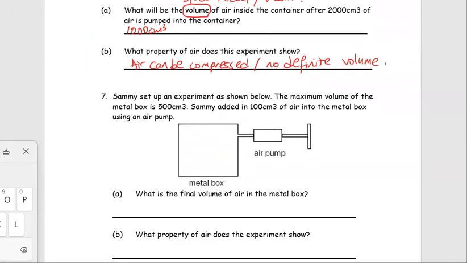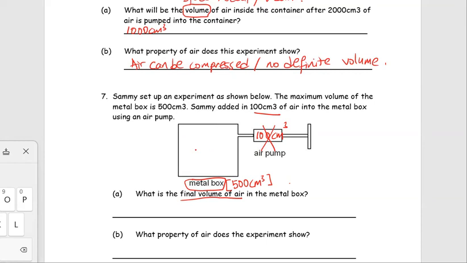Number 7, another similar question. If you have a metal box and the capacity is 500 cubic centimeter, and if you pump in 100 cubic centimeter of air, what will the final volume of the air be? So once again, I look at this metal box. Can the metal box become bigger? No, right? If the metal box cannot become bigger, then it doesn't matter how much air I pump in, because the air is just going to take the same space inside the same box.